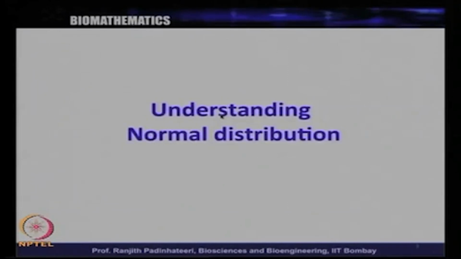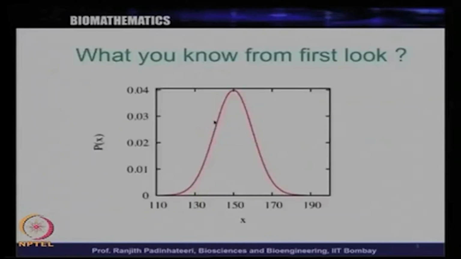Okay. So, what is the simplest thing that we should learn about normal distribution? Let us say you are given a normal distribution, which has this bell-like shape. What can you know from a first look? What all things can you learn from this?